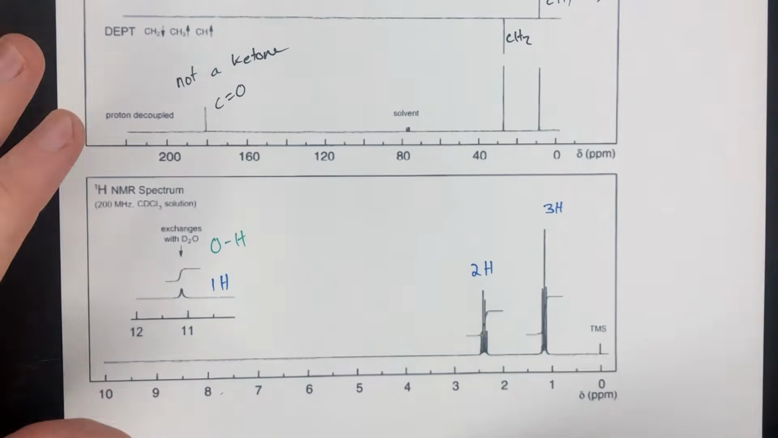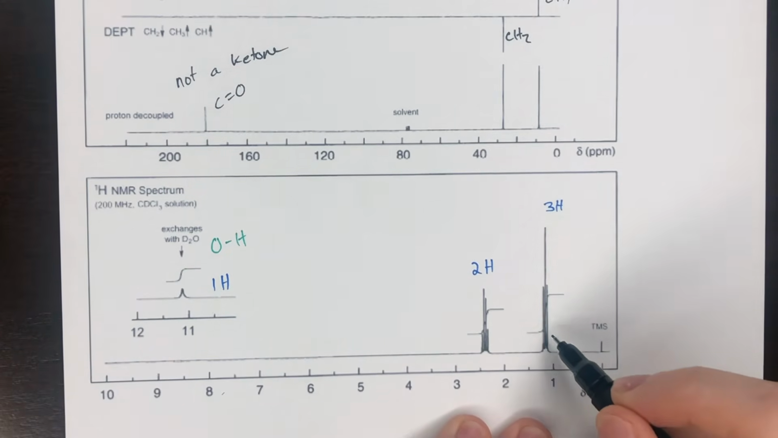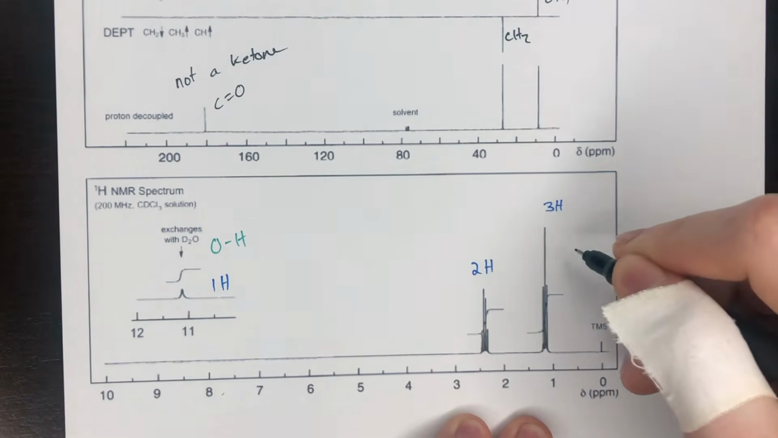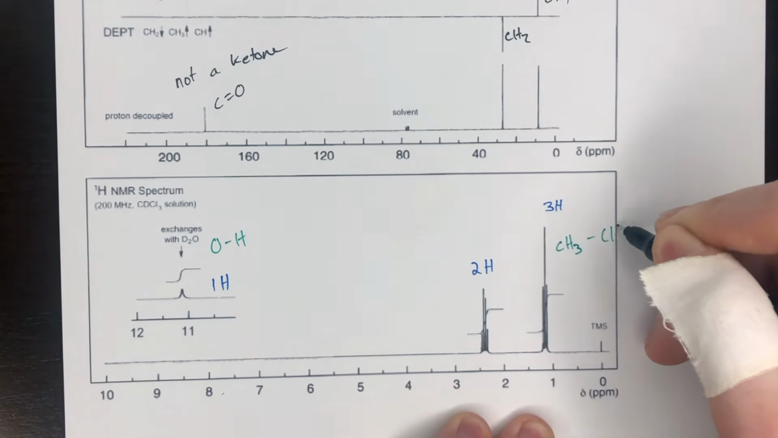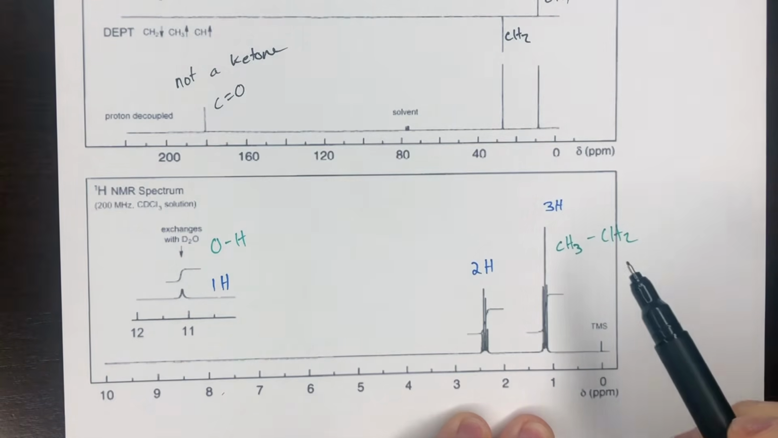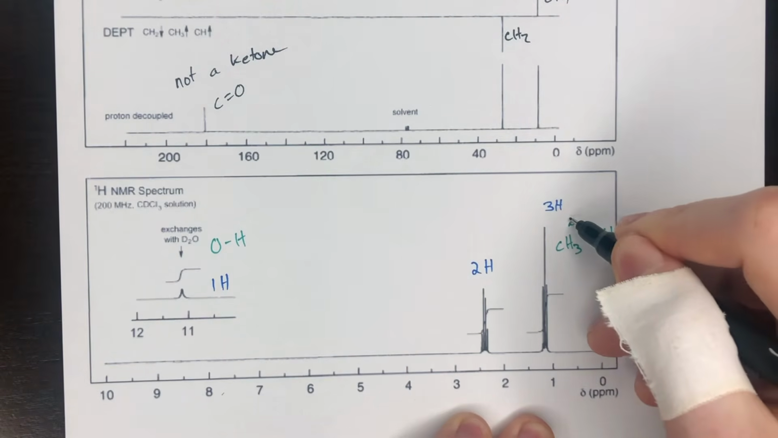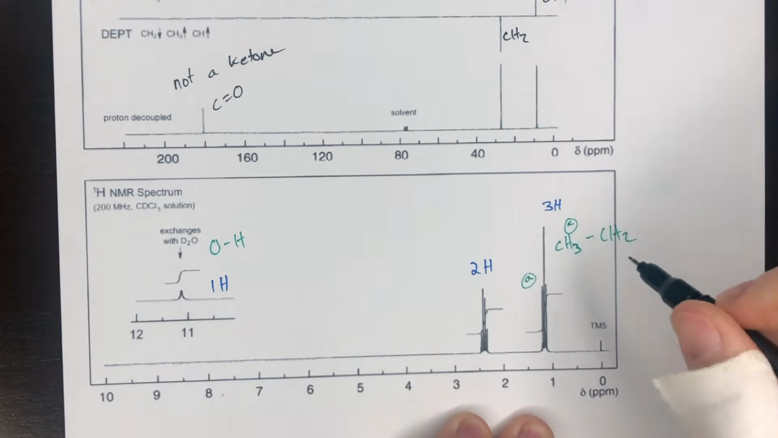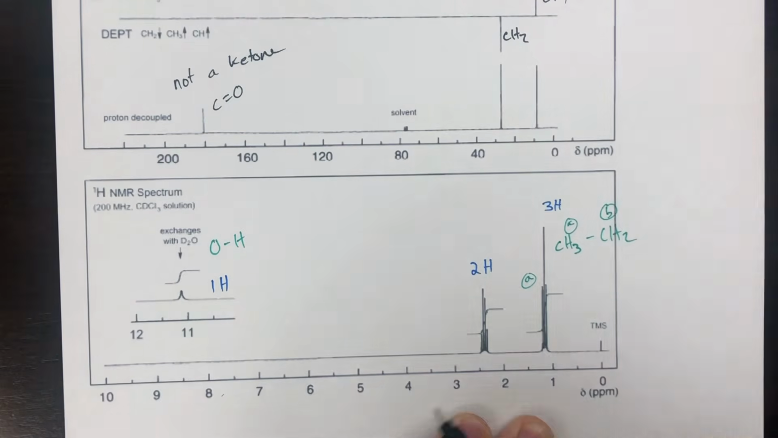So let's move to the other signals. We have a 3-hydrogen triplet. Again, this might be hard to see because the lines kind of get in the way, but it's a 3-hydrogen triplet, which means that it is a CH3 bound to a CH2. Because the 3 hydrogens, that is the signal that we're seeing, is the 3 hydrogens here at A. And then A is being split into a triplet, which means it must have 2 neighbors, which is like what we see here in this ethyl pattern.